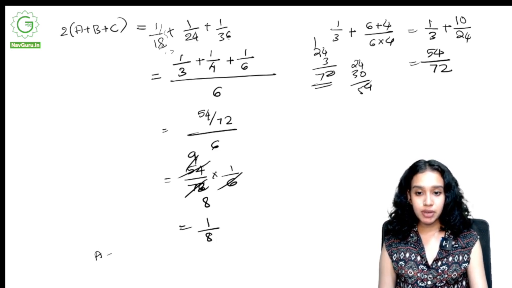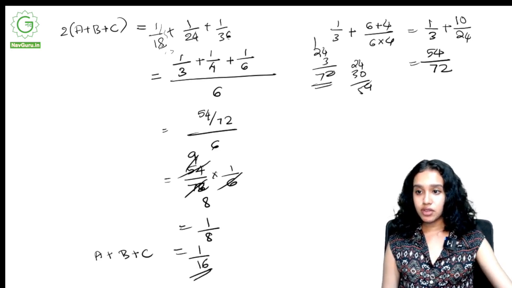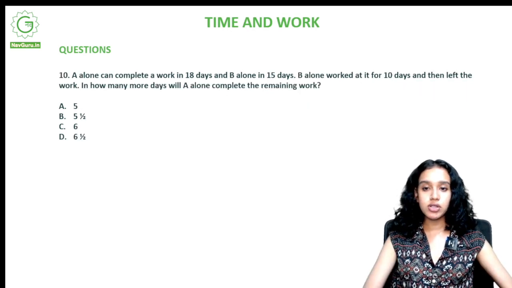So A plus B plus C becomes 1 by 16, right? So the answer for this question is 16 days. Let's move on to the next question.